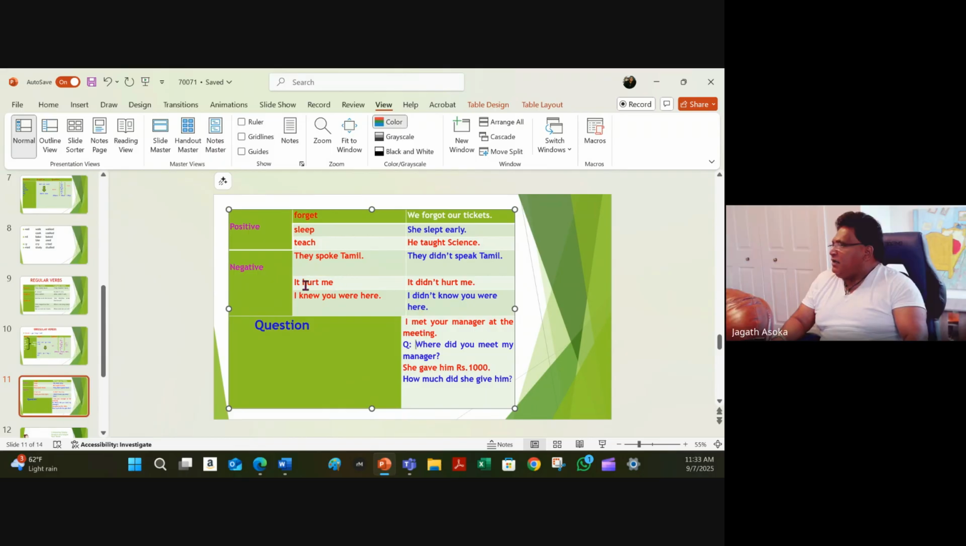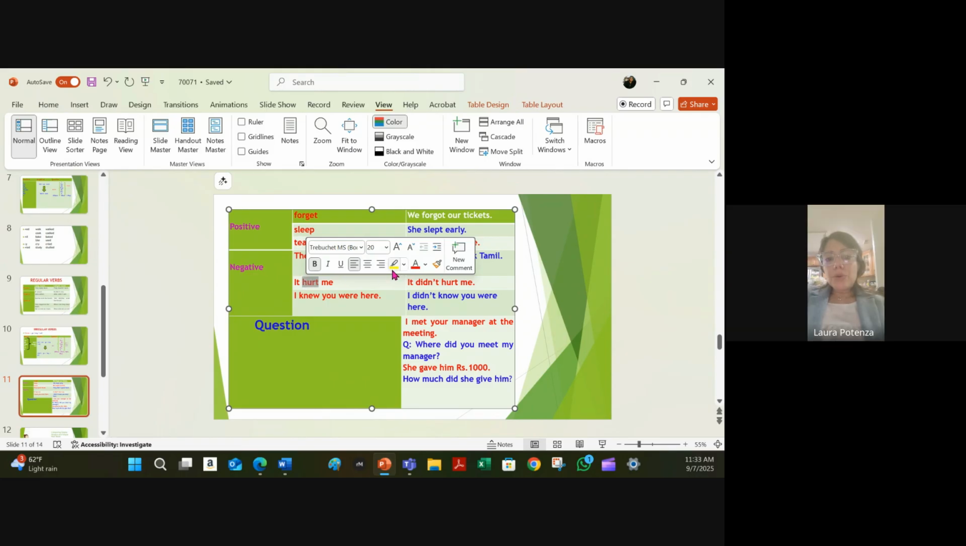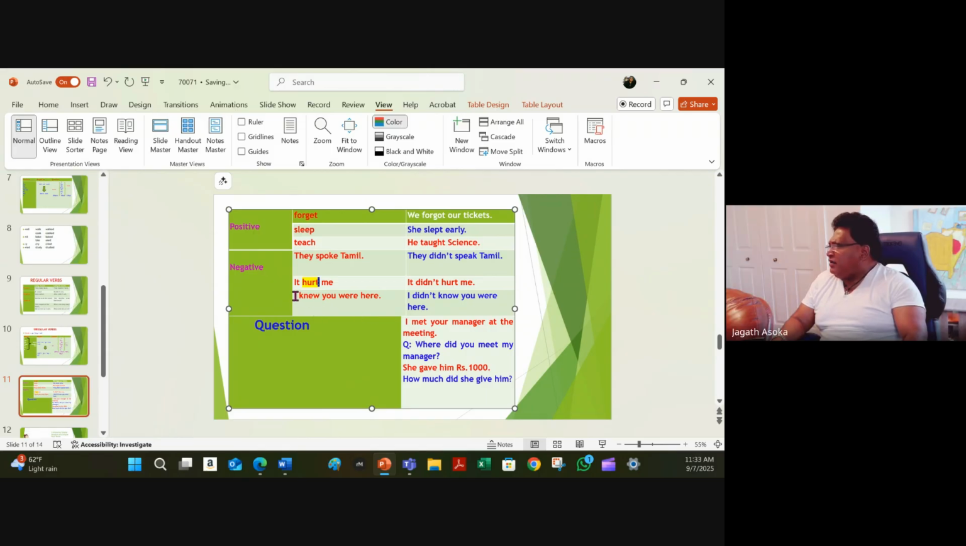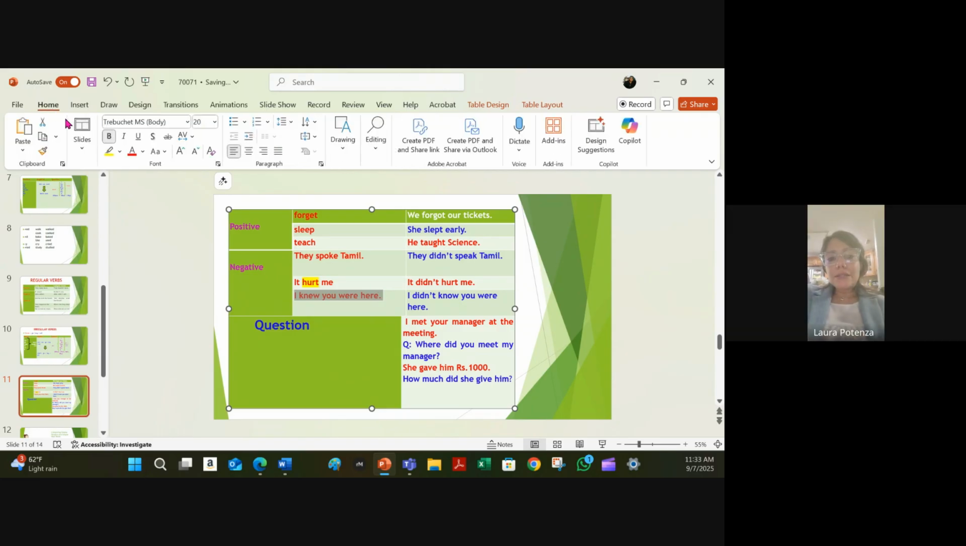It hurt me here. Both are past tense. Both sentences are red, as compared to the others. No, I can change it to blue. What I'm trying to say is, you see how it doesn't change the form. It didn't change the form. I thought that's what you were trying to get from that.